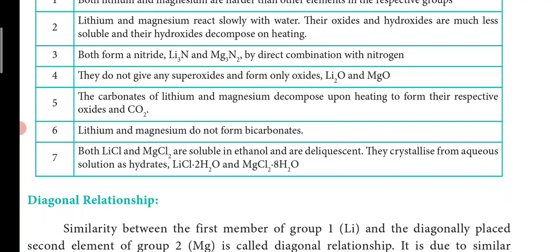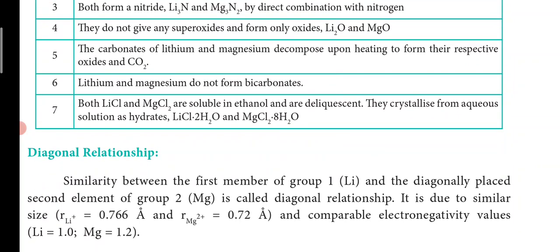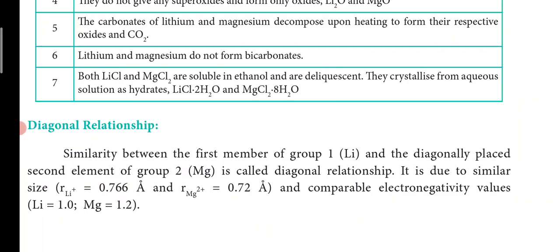The carbonates of lithium and magnesium decompose upon heating to form their respective oxides and carbon dioxide. Lithium and magnesium do not form bicarbonates. They form only carbonates. Both lithium chloride and magnesium chloride are soluble in ethanol and are deliquescent.